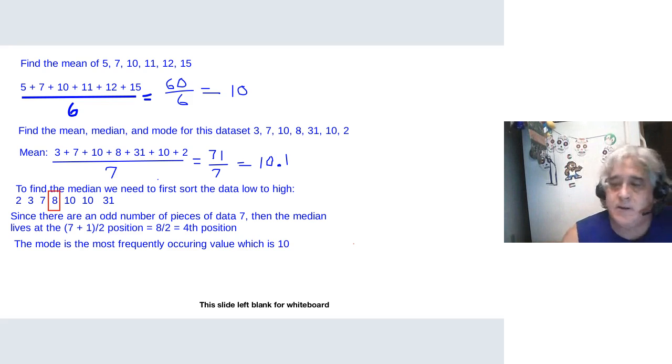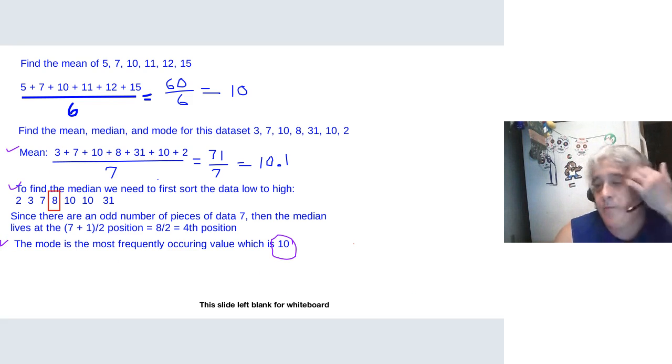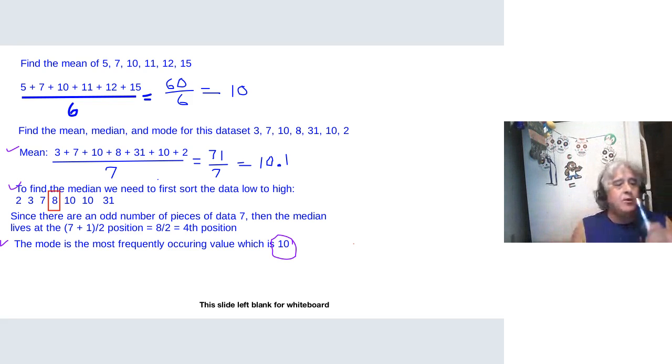It's 10, because 10 is the only one that repeats. So 10. So this was the mean, median, and the mode. All right, any questions about those? We got a few more we can do to take us through this.